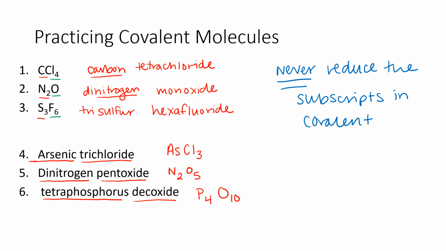Because we're no longer looking at a ratio of the atoms, a ratio of how many we need to cancel out charges. These prefixes are telling us exactly how many of each atom we have. And if we started to reduce the ratio, or if we started to reduce the subscripts, we would no longer have that same element.